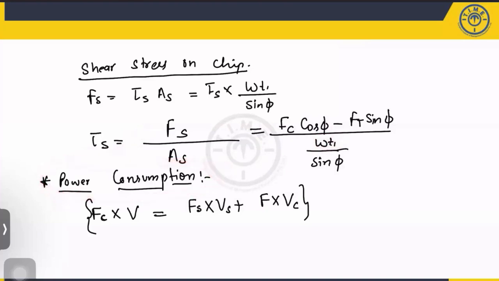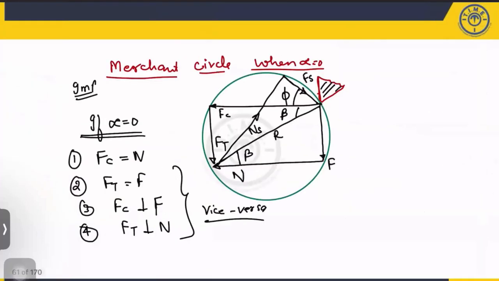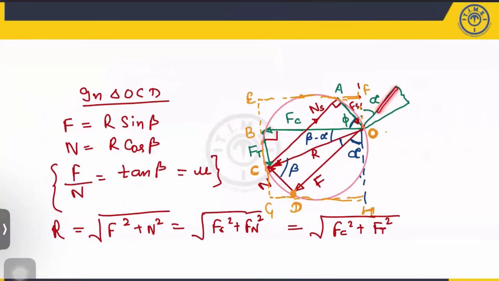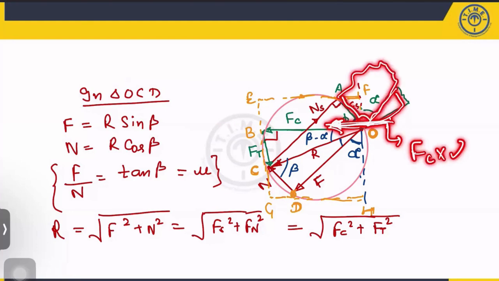So during this metal cutting operation, the power consumption means the cutting force into cutting velocity is equal to the total power which you are giving. Some power is basically utilized for shearing, and some power is used in the friction. That means when you are giving the velocity to this tool in this direction, the power consumption is cutting force into this velocity. So then the material will be removed in the form of chips.